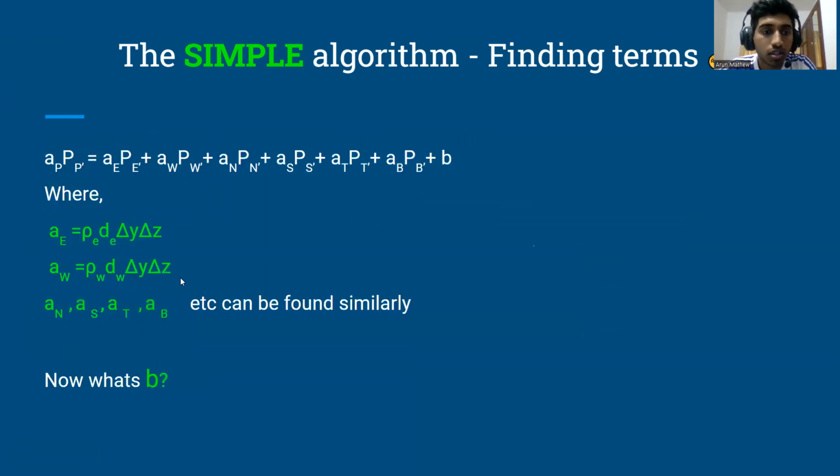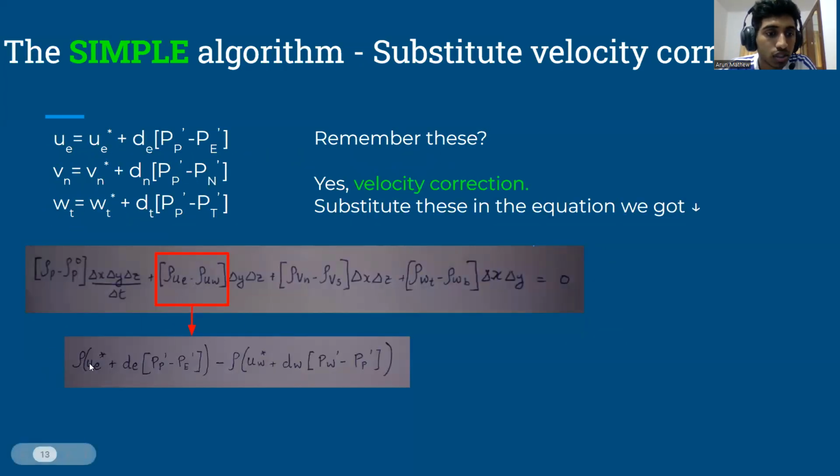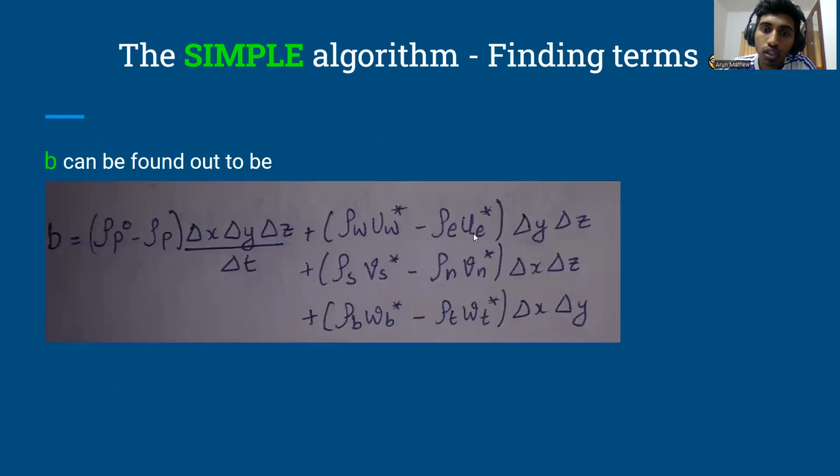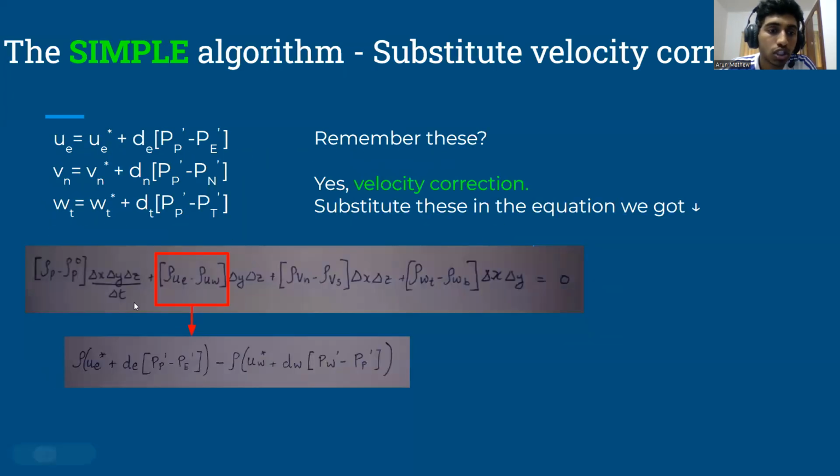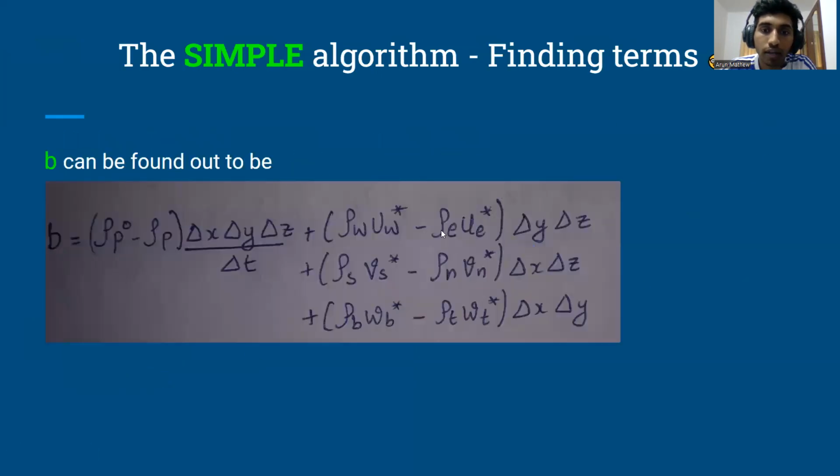Now there will be the star terms. There will be rho E UE star into delta Y, delta Z. It will be positive on the left side, so when it goes to the right side, it will be negative. That's why it's written as minus rho E UE star delta Y delta Z. Similarly, there will be rho W UW star delta Y delta Z, which will be negative on the left side, and when it goes to the right side, it will be positive. So we will get an expression like this.